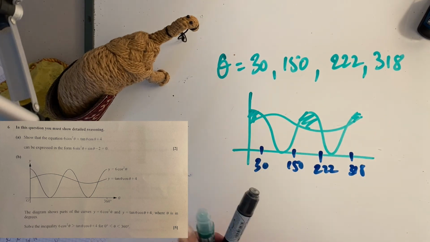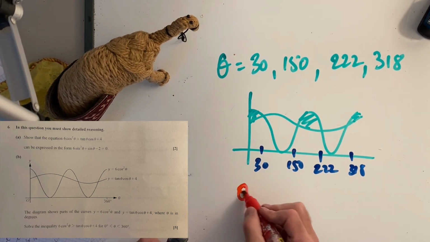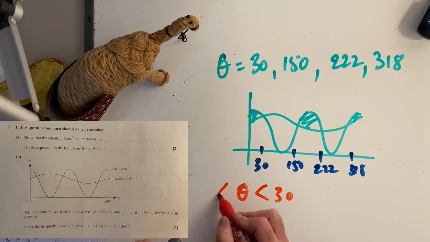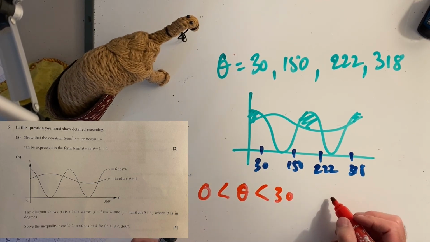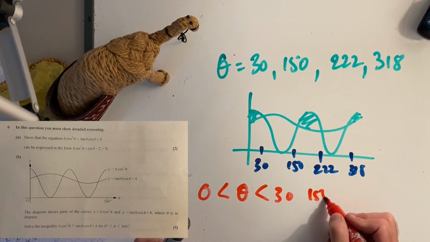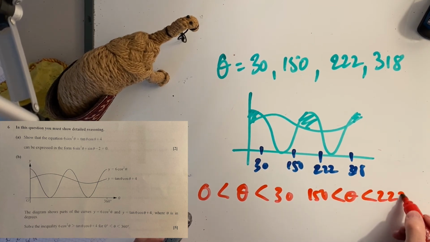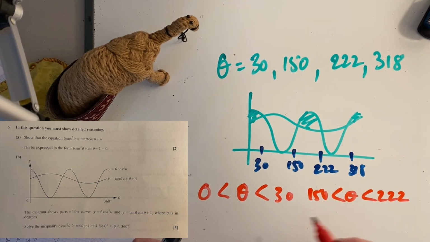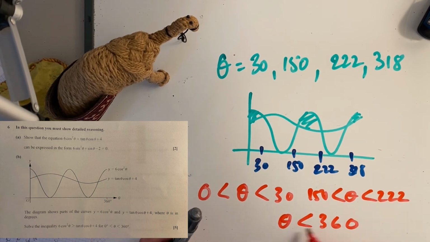Now, the actual answers, you have to say theta is going to be less than 30 but greater than 0, or theta is going to be between 150 and 222, or it's going to be greater than that. No, the limits were up to 360, so we do need to include that. So it's got to be less than 360 but greater than 318. And that's how you do those ones. Job done.